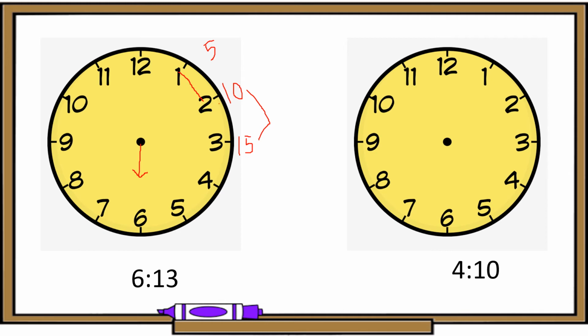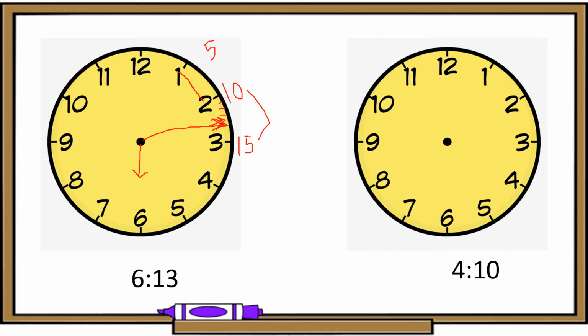So, maguguhit tayo. This is 11, 12, and 13. So, saan natin idadraw yung malaking hand ng clock? Dito po. Yan, nakaturo siya dito. Basta hindi lang siya maitutok or maipoint sa 3. Yan, 6:13. So, that is 6:13.